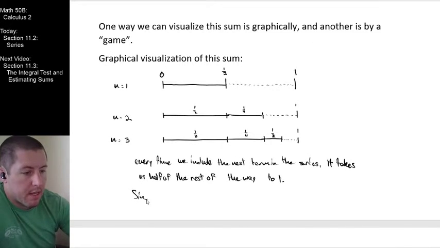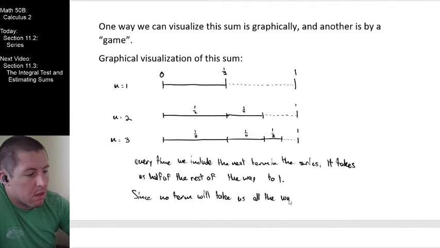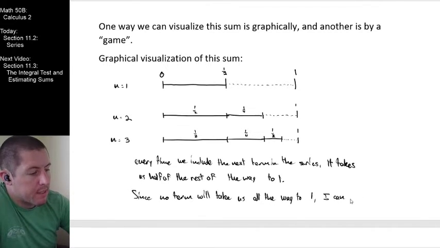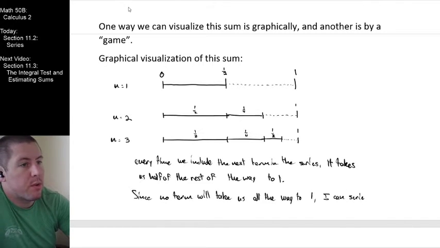I think I can also say, since no term will take us all the way to 1, I can say the series is bounded by 1, or I should say the sequence of partial sums is bounded by 1.